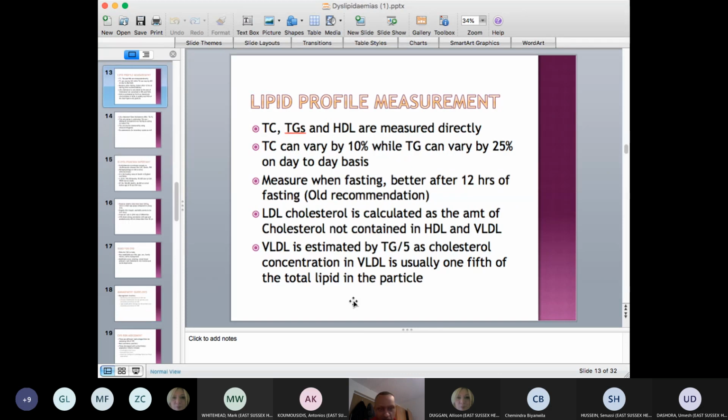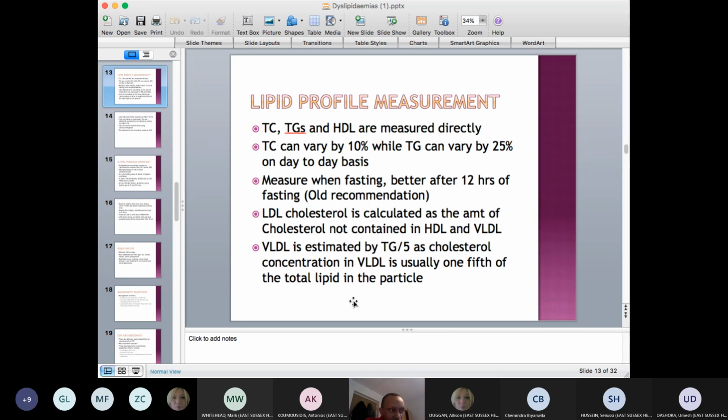So for the lipid profile measurements, essentially you should measure the total cholesterol, the triglycerides, and the HDL. Those are normally measured directly. Now, the total cholesterol can vary by 10%, while the triglycerides can vary by 25% on a day-to-day basis. The old recommendation was that this should be done when fasting, or better after 12 hours. But there is a lot of tendency now to diverge away from that, and people are no longer following that.